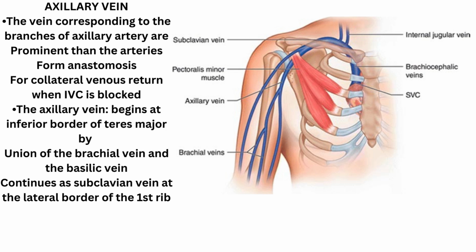vein. The axillary vein is formed by the union of the brachial vein and the basilic vein at the inferior border of the teres major. It continues at the lateral border of the first rib as the subclavian vein.